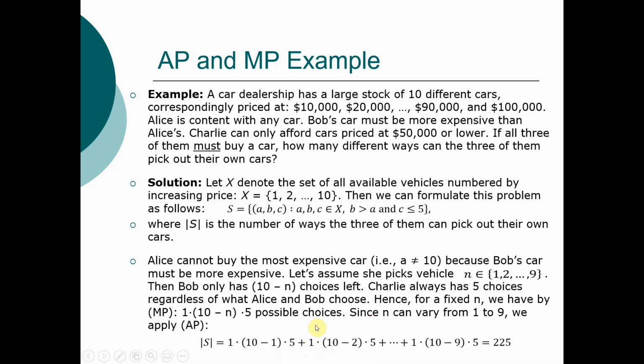So if Alice picks the second cheapest car, then Bob would have 8 options and Charlie would have 5 options, and this can go on. If Alice picks the $90,000 car, then Bob would only have 1 option and Charlie would still have 5 options. So if we add all these up, then we get 225 different options. So the number of elements in S is going to be 225.